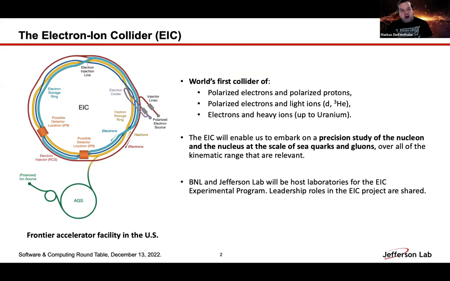A short overview about what the Electron-Ion Collider is. It will be the world's first collider of polarized electrons and polarized protons. It will be the world's first collider of polarized electrons and light ions, so deuteron and helium-3. And it also will be the world's first collider of electrons and heavy ions up to uranium. The science goal of the EIC, if one can summarize this in one sentence, is the precision study of the nucleon and the nucleus at the scale of quarks and gluons over all of the kinematic range that is relevant. Both Brookhaven National Laboratory and Jefferson Lab will be the host labs for the EIC, so not one host lab, two host labs, and the leadership roles in the project are shared.